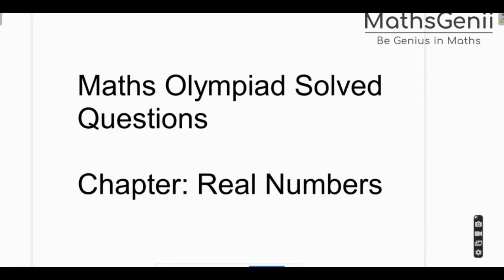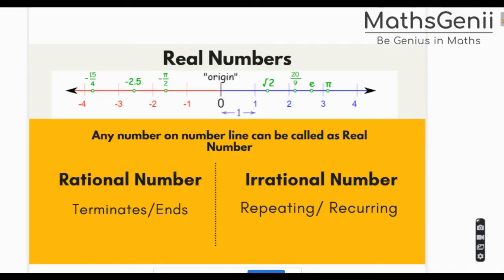Let's start with past year Olympiad questions on the chapter Real Numbers. Let's first start by understanding the meaning of the word real numbers. So, what are real numbers? Any number that you can point on the number line is called a real number. Any number, any fraction, any number in root, anything that has a value and you can plot on the number line is called a real number.